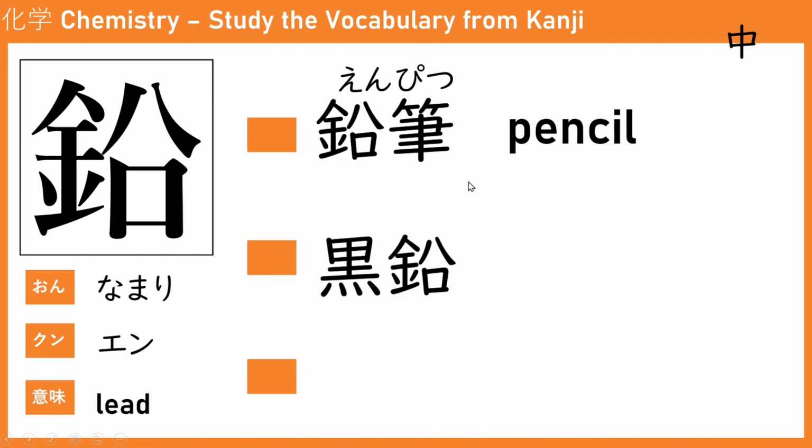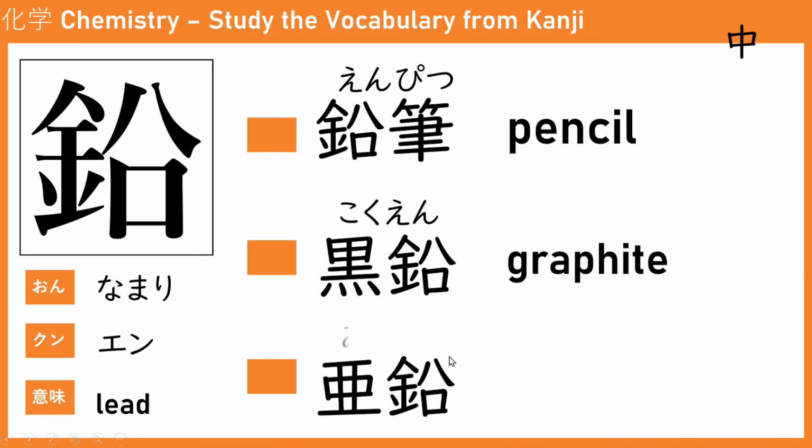The next one is kokuen. The first kanji is black, while the second one is lead, but it represents graphite. Graphite is just an allotrope of carbon, right? It doesn't have any meaningful connection with lead. So you have to remember this: enpitsu and graphite are linked with carbon, not Pb.